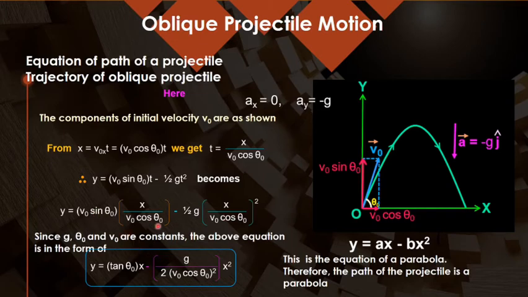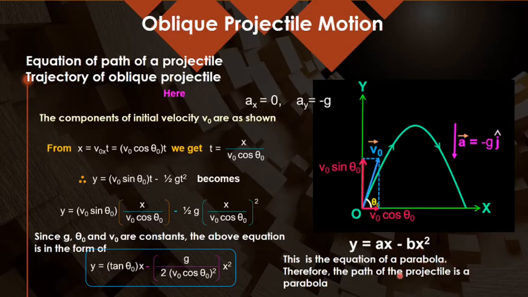Sin upon cos is tan theta. So you can write y, it is coming out to be tan theta naught x minus g upon 2 v naught cos theta naught whole square into x square. So I can write it as y equals ax minus bx square, where a is tan theta naught and b is this value, whatever there is in the bracket. So this is the value of b we are considering. Simply to write it in the equation form, that is y equals ax minus bx square. This is the equation of a parabola.